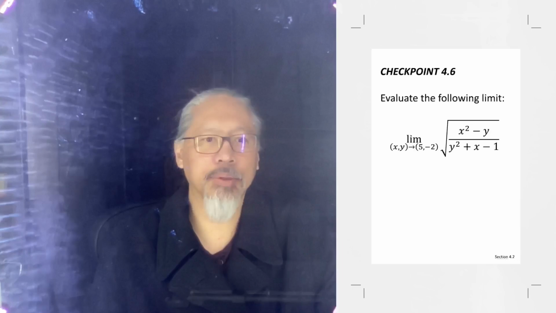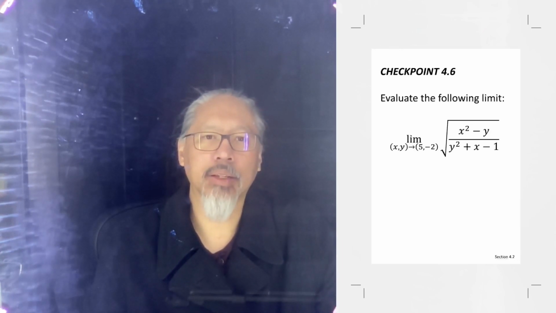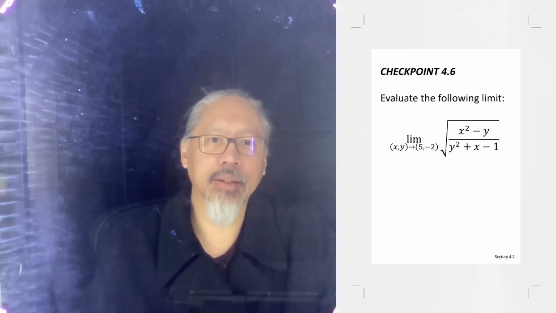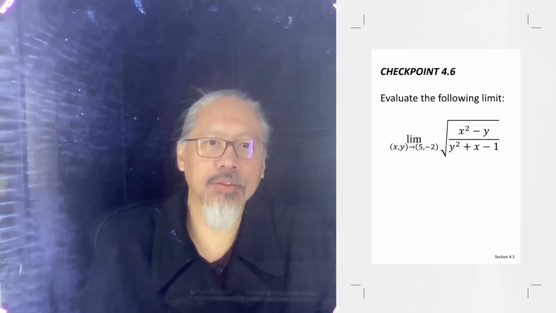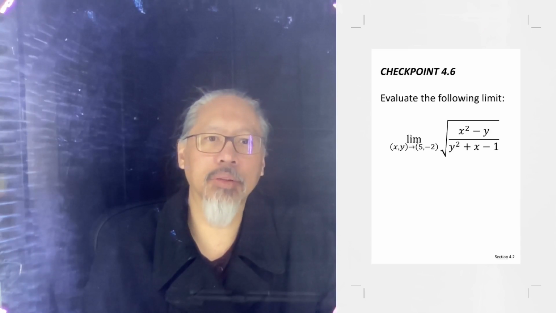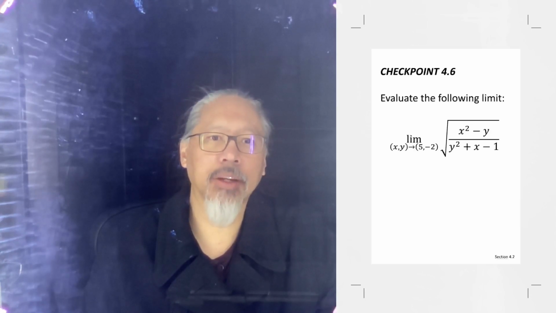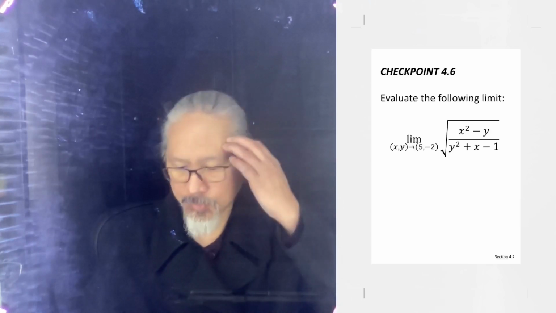My name is Lapuz. We are in section 4.2 and this is checkpoint 4.6. They want us to evaluate the following limits as (x, y) approaches (5, -2) of the square root of x squared minus y in the numerator, divided by y squared plus x minus 1 in the denominator.